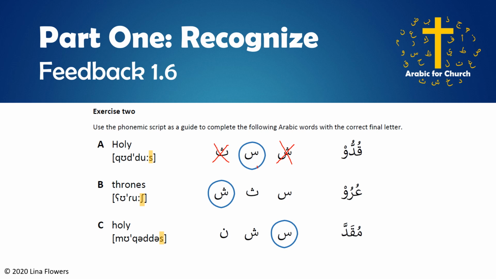The second one is thrones, the plural of throne. In Arabic, it's urush. So we're looking for a sheen. So the sheen we eliminated here, we're going to use it here. And then we take out the sin and the tha.